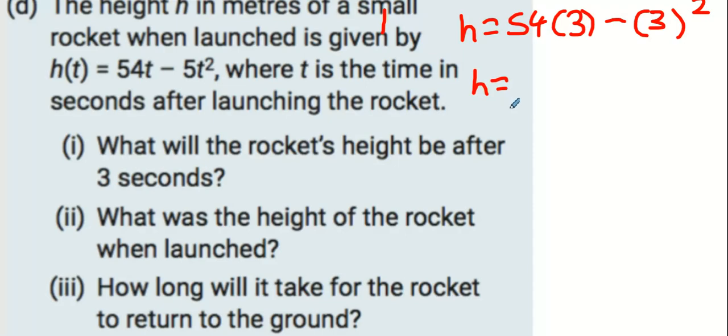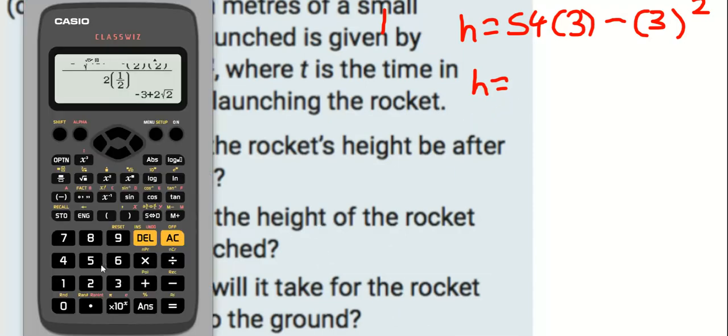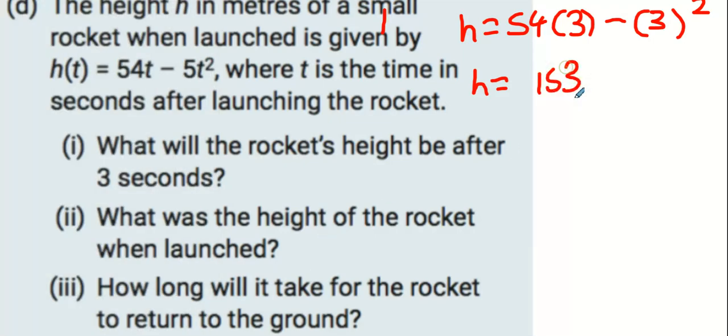What? No. Minus 117. No. Yeah, it might be. 3 seconds in, it's 153 meters in the air. Is that okay with you guys? Who got that one now? Anybody? Josh? Okay. What about the next one?